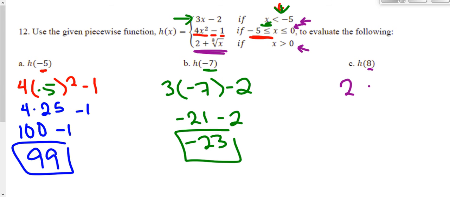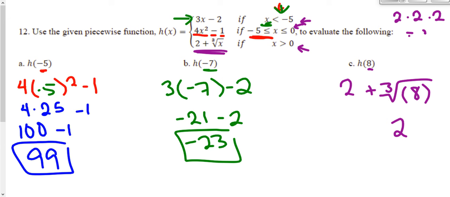So we have to do 2 plus the cube root of the number we're plugging in, which is the number 8. Now a cube root is asking a number times itself 3 times equals 8. So the square root would be a number times itself twice. The cube root is a number times itself 3 times, and your calculator or Google or your brain can tell you that the number times itself 3 times that gives us 8 is the number 2. 2 times 2 times 2 is 8. So that's the number 2. So 2 plus the cube root of 8, 2 plus 2, our final answer is the number 4. And we're all done evaluating.